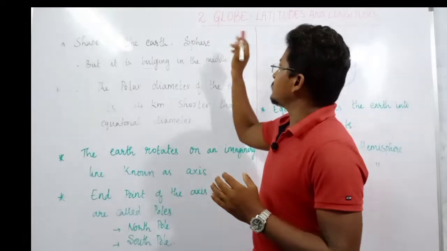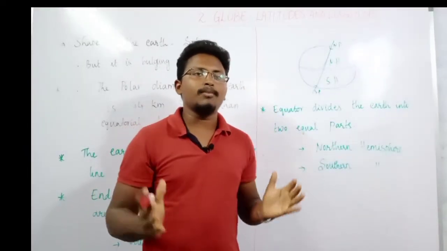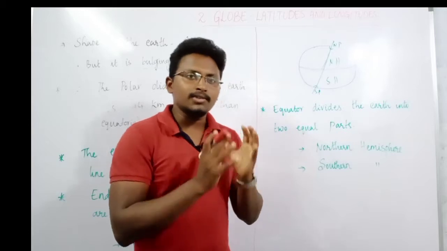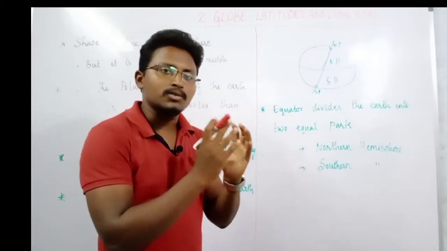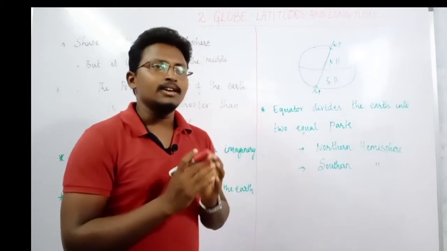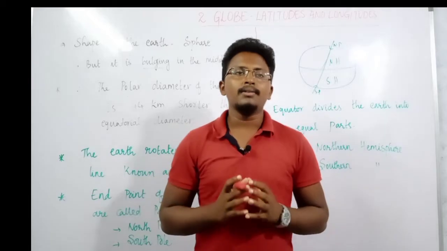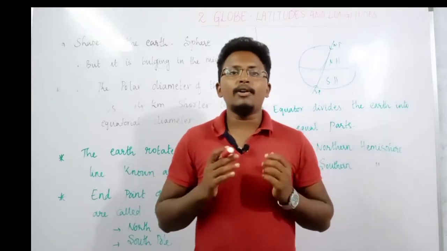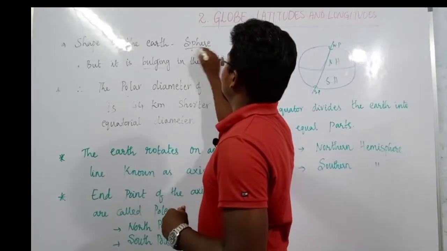So, what is this globe? Globe actually represents the true shape of our earth. Whenever you see a globe, you can imagine that our earth almost exactly looks like a globe. That's why sometimes people also refer to the globe as the true shape of our earth. Then, what is the shape of our earth? The shape of our earth is something we call a sphere.